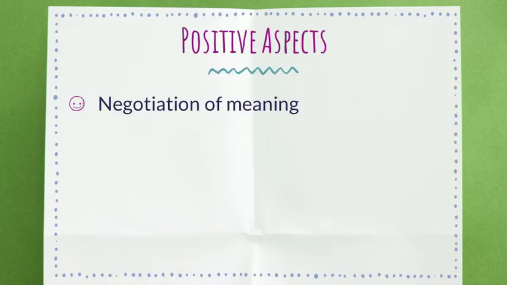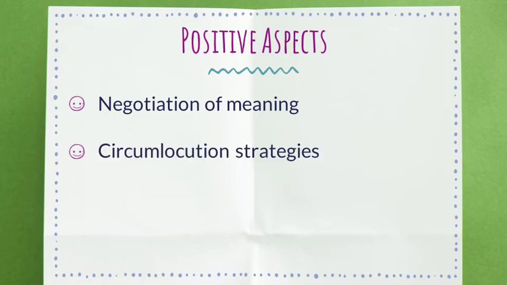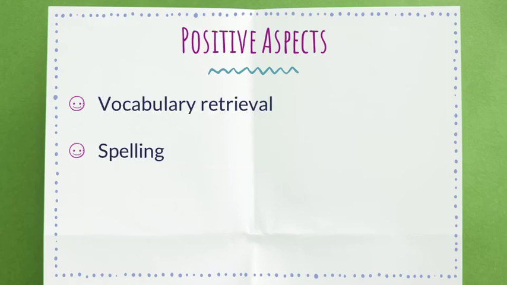And so one positive aspect is indeed that learners are actively engaged in negotiation of meaning. They need to express meaning, and also they need to understand what their partner is telling them. And as you can probably tell, it is a fantastic activity to help learners get better at using circumlocution strategies. And that is a skill that I think is good for all levels. It's also good for vocabulary retrieval.